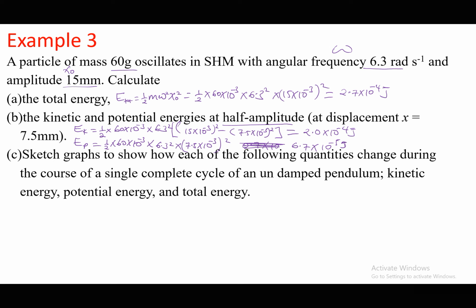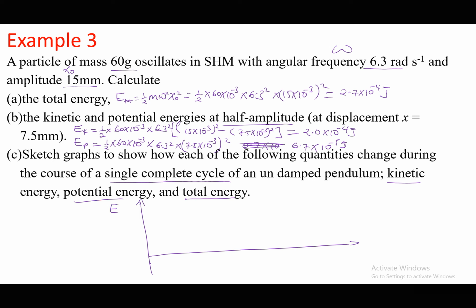Sketch graphs to show how each of the following quantities change during the course of a single complete cycle of an undamped pendulum: kinetic energy, potential energy, and total energy. So we have sketched this for a single cycle. We'll still sketch it for you here. For a single cycle, we have already sketched this. Remember, it is energy against time, so both of them are scalars.